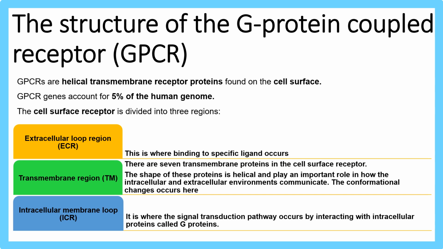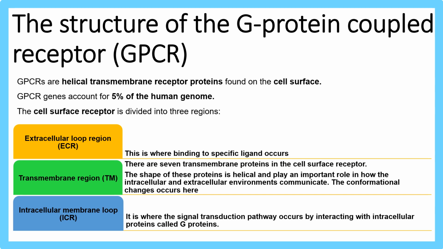So what occurs in the extracellular loop region? Well, this is where binding occurs to the specific ligand, so the first messenger. Now the transmembrane region is what is embedded within the cell membrane, and it comprises 7 helical transmembrane proteins, and they're like the middle factor where the intracellular, which is inside the cell, and extracellular, which is outside the cell, communicate together. So this is where the changes occur.